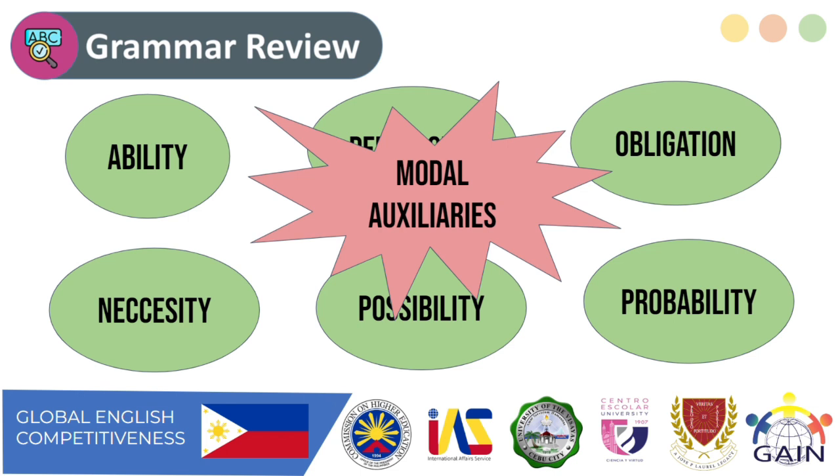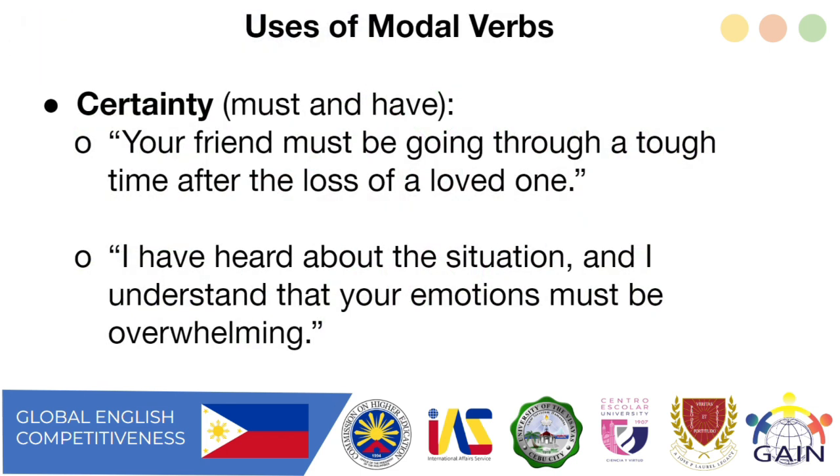Other uses of the modal verbs include certainty. We use must or have. For example, your friend must be going through a tough time after the loss of a loved one. Another example, I have heard about the situation, and I understand that your emotions must be overwhelming.